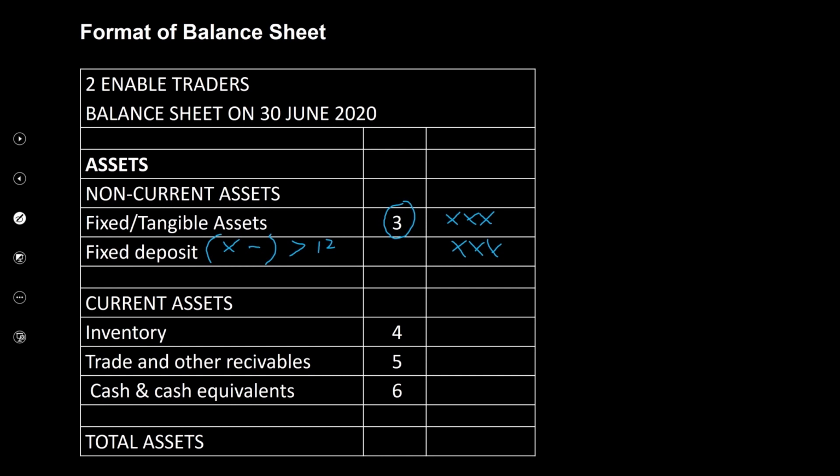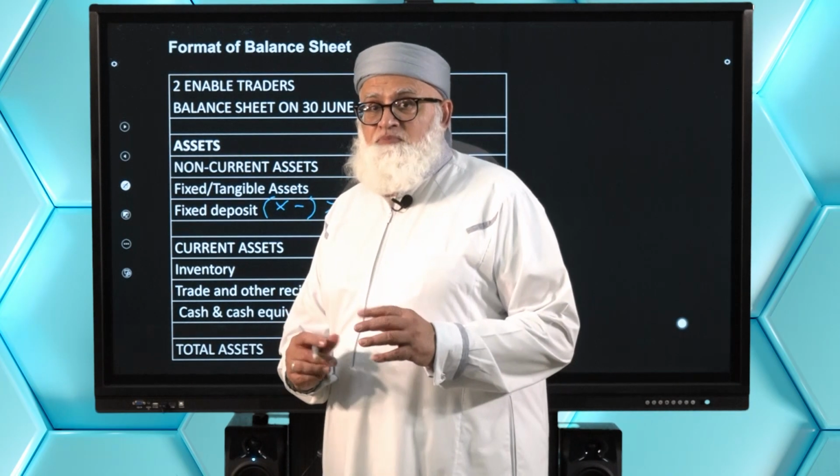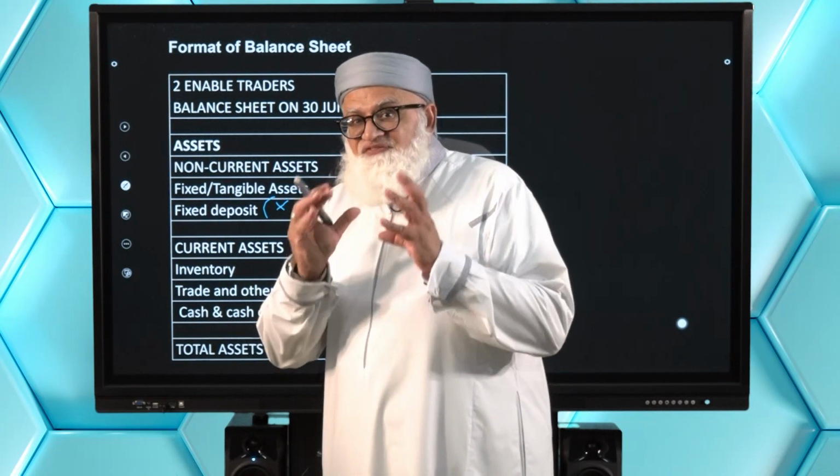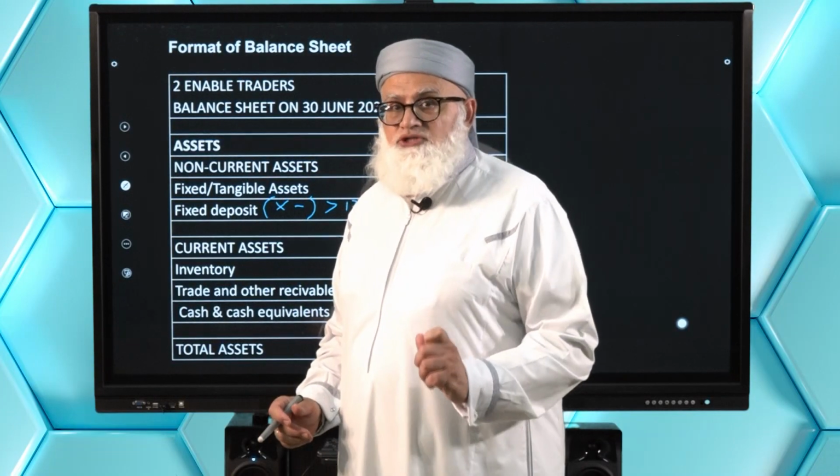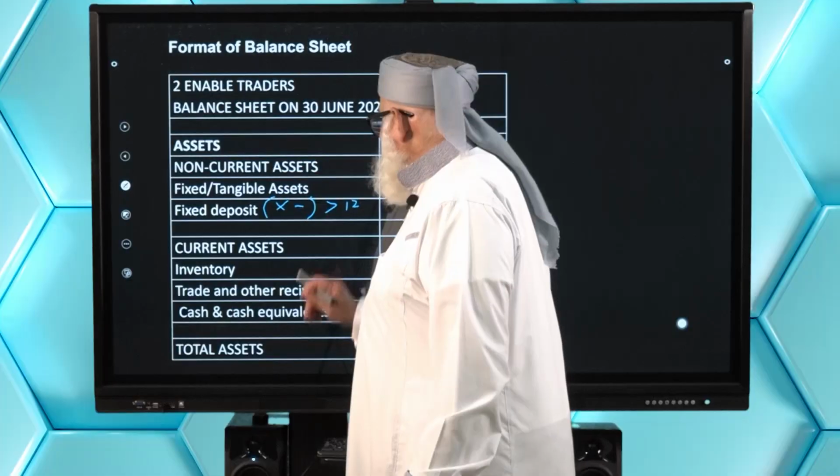It appears on the face of the balance sheet under your non-current assets. Okay, you now add these two components, and that gives you your non-current assets, the total. This is important because you will see how we take the different components to get our final total. Then we come to our current assets.